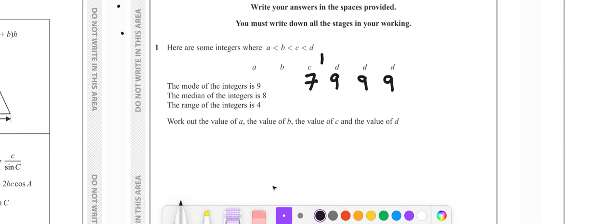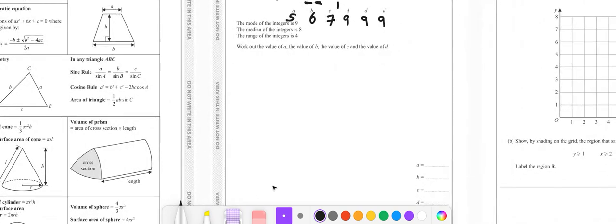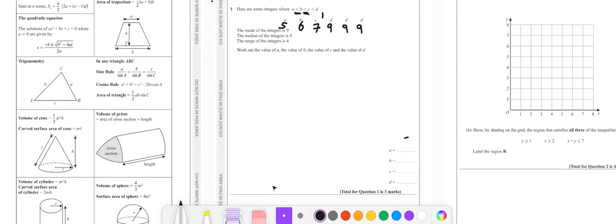The range of the integers is 4. So the highest to the lowest, there must be a difference of 4, so that's got to be 5. And then we know that it's not equal to, so this one must be 6. So there we go, we have the values. A is 5, B is 6, C is 7, and D is 9.